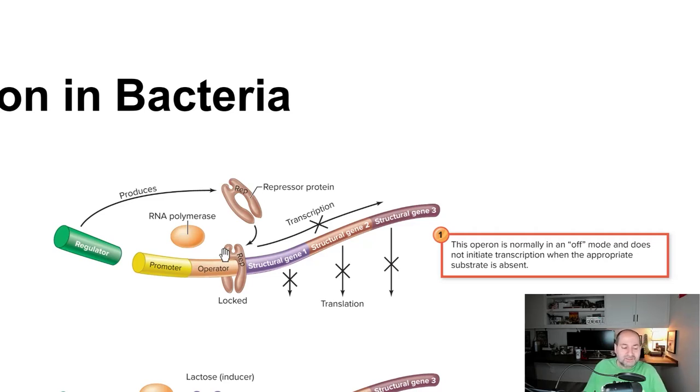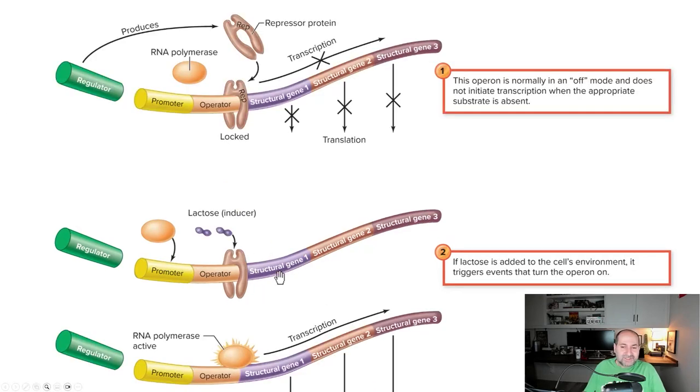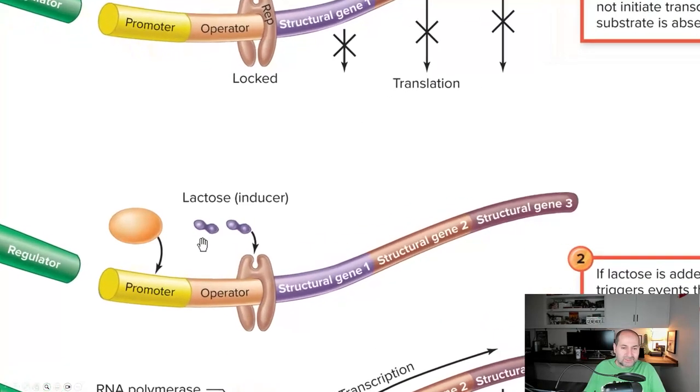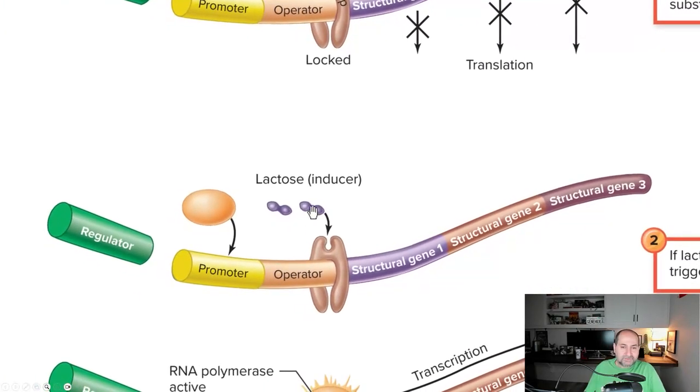And remember, these inducible genes are normally off. So how do we turn this operon on, which means allow RNA polymerase to do transcription? Let's talk about that. Look at step 2. If lactose is added to the cell's environment, it triggers events that turn the operon on. You see these 2 purple dots right here? These 2 purple dots represent the disaccharide lactose. And it turns out that the lactose itself, the nutrient itself, serves as the inducer for this operon.